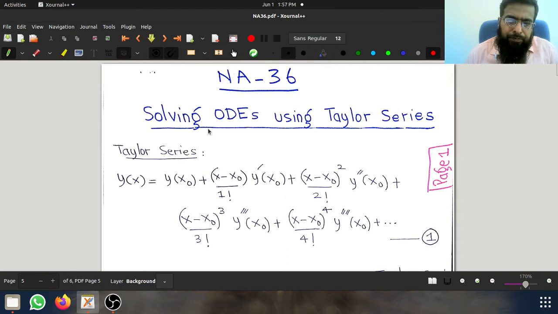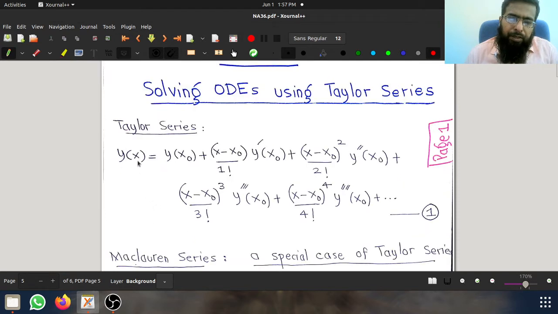In this lecture, we will continue studying solution of ODEs, ordinary differential equations, using the Taylor series method. Taylor series is a way in which we can represent y as a function of x in terms of y evaluated at a central value x naught, and in terms of the derivatives, the first, second, third, fourth, and so on, the derivatives of y evaluated at the same central point x naught.